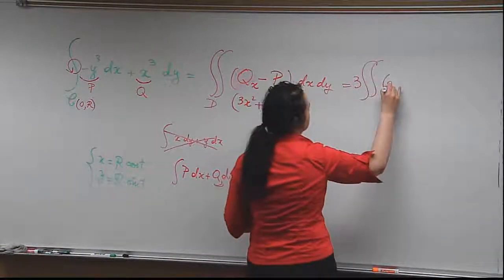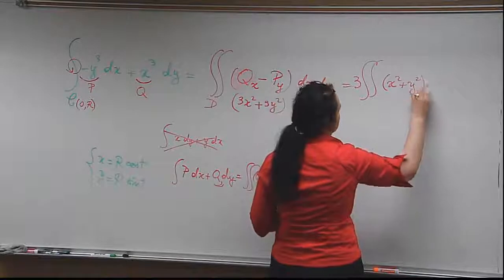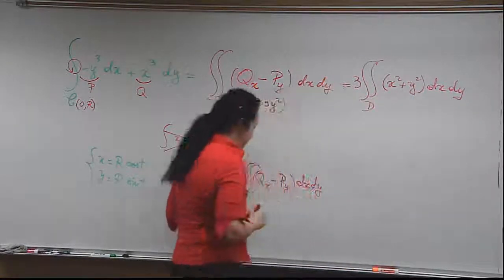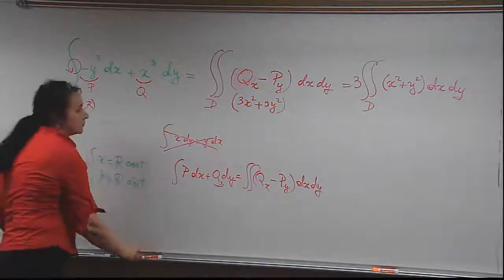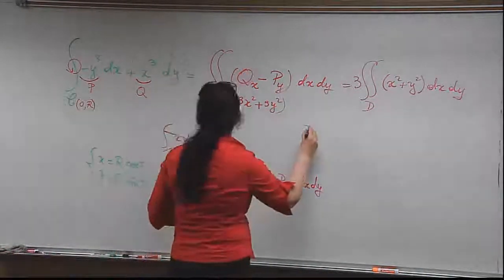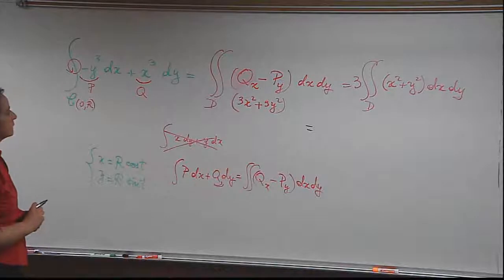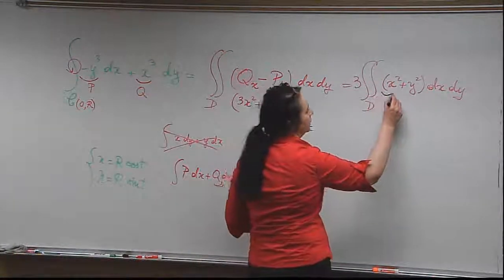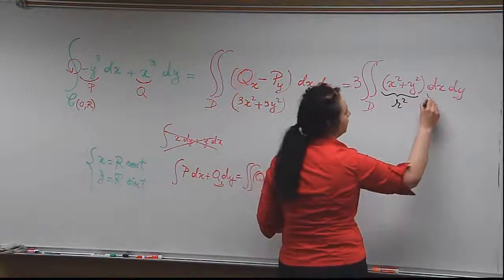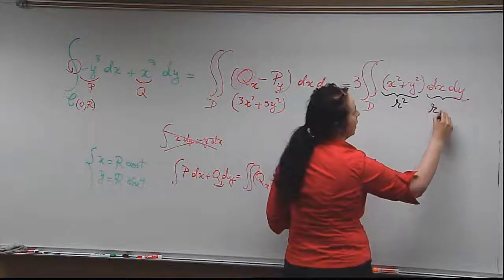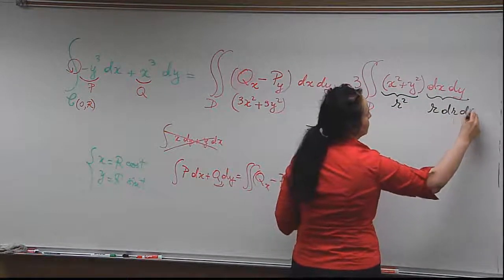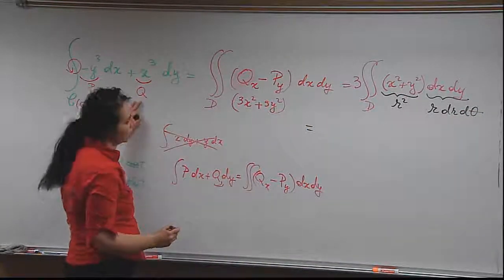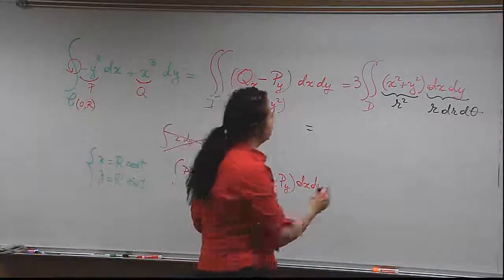3 out, over the disk. Is this ringing a bell? Oh, yeah. It's r squared if I do this in polar. And if I do this in polar, it's going to be r dr d theta. So life is not as hard as you believe. It can look like a harder problem, but in reality, it is not.